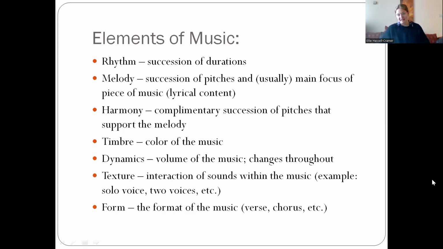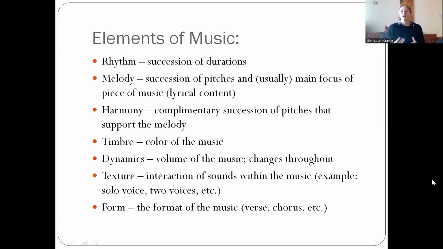I want you to think about baking for just a moment. To bake, you not only need ingredients, but you also need the right equipment to bake. So if you think about these Western music fundamentals as the equipment, then you can think about the elements of music as the ingredients. There are 7 main ingredients that you can use to create infinite musical pastries. So the first one would be rhythm, which is a succession of durations. Melody, a succession of pitches, that is usually the main focus of a piece of music, as in its lyrical content. Then harmony, which is a complementary succession of pitches that supports the melody.